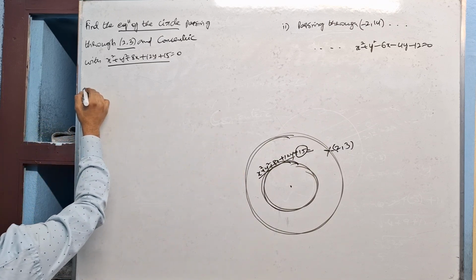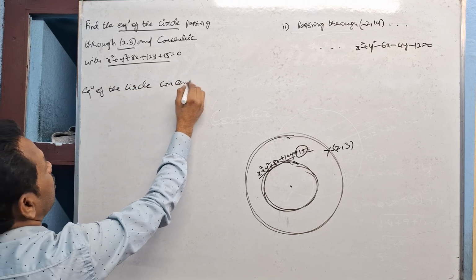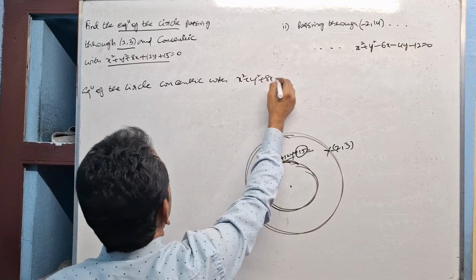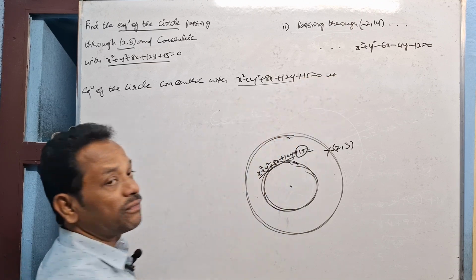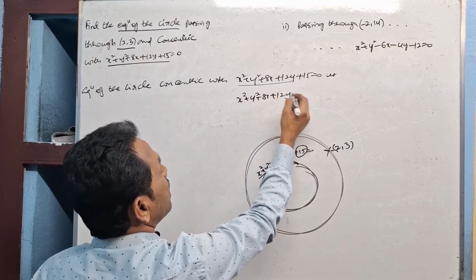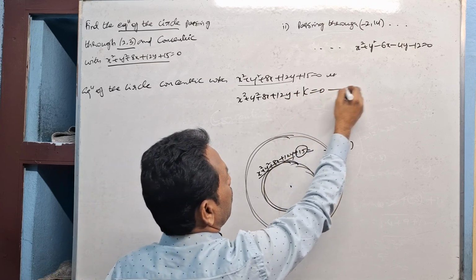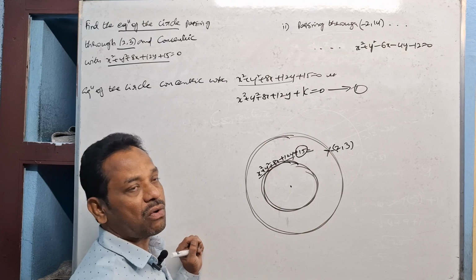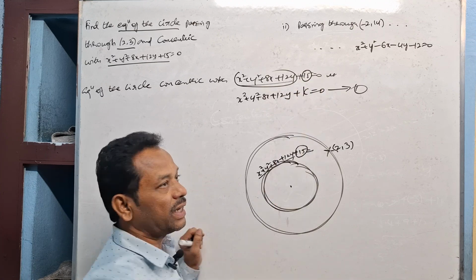Okay, so we can say the equation of the circle concentric with x square plus y square plus 8x plus 12y plus 15 equals 0 is: keep the first 4 terms as they are, x square plus y square plus 8x plus 12y. In the place of the constant, let me take k equal to 0. Let me call this equation 1. Again, I'll repeat: if two circles are concentric, then everything is the same except the constant. In the place of the constant, let me take k.